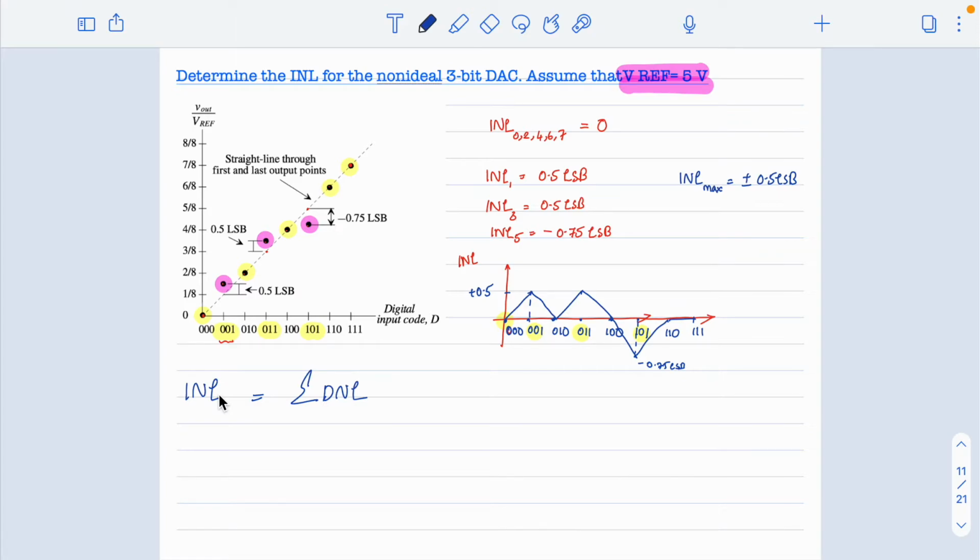So INL talks about the overall transfer curve, but DNL is for every input digital code word, what is the difference. Here, for INL, we keep a reference line, and the deviation from the reference line gives you the overall nonlinearity of the DAC. In simple terms, this is the difference between INL and DNL. Is it clear?